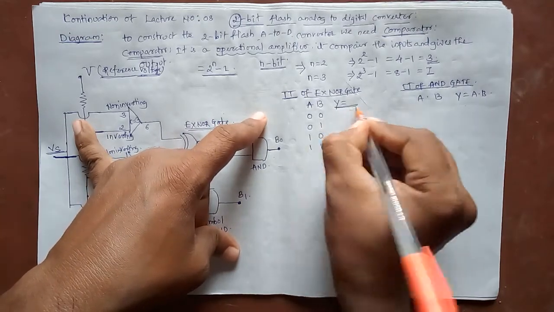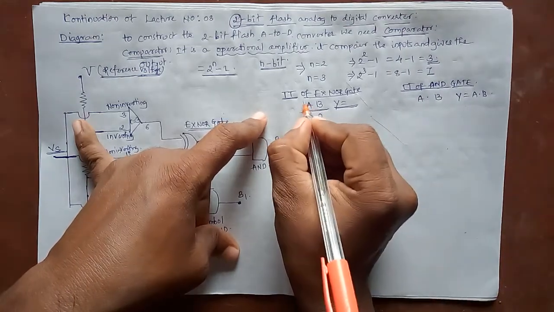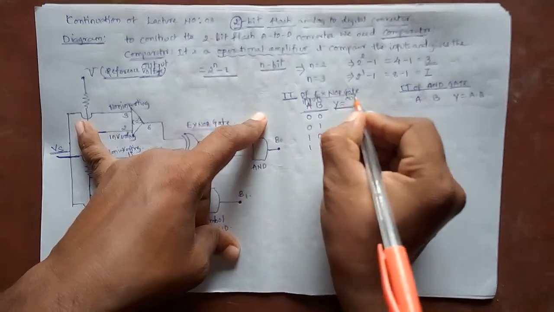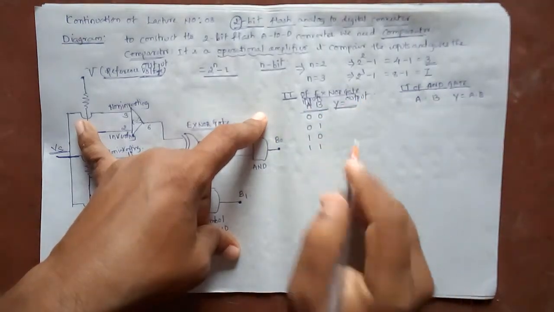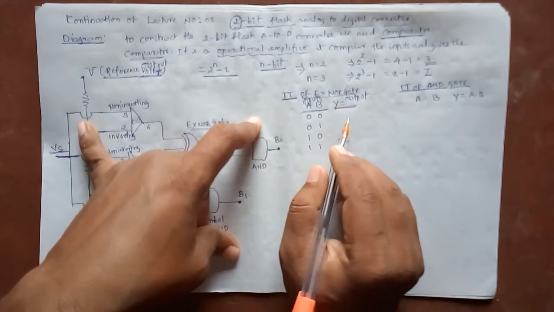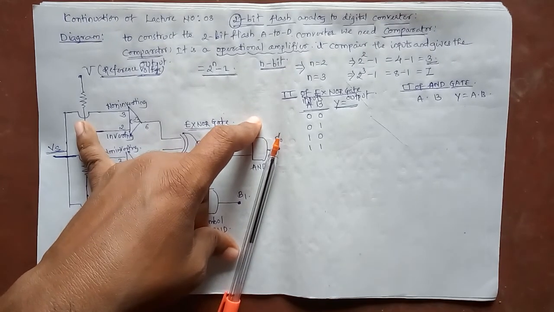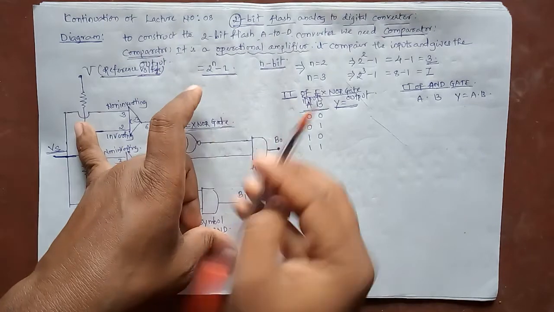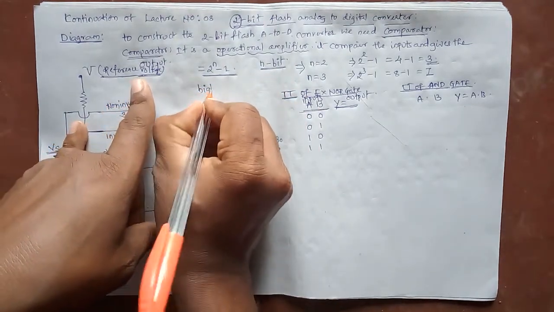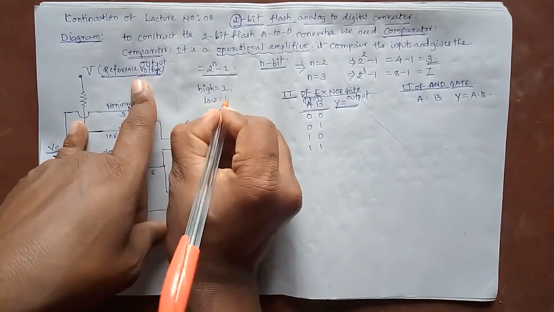Y is the output, and A and B are inputs. The XNOR gate is a logic gate. It gives the output high when both the inputs are same. High is represented by 1, and low is represented by 0.